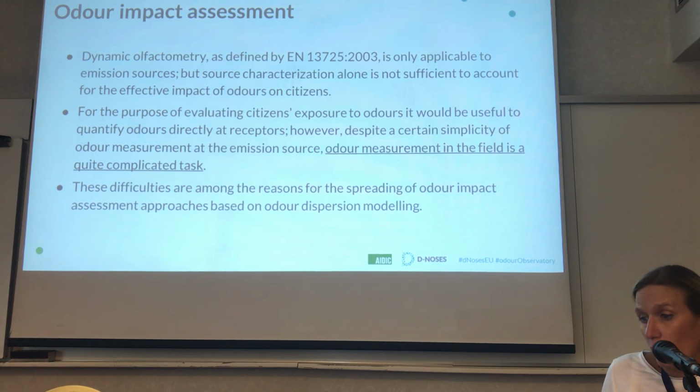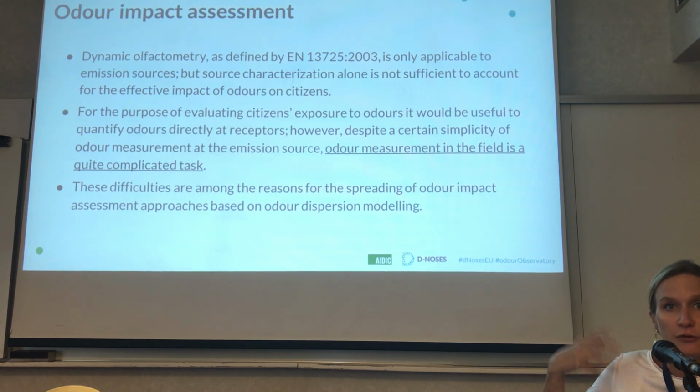What is the problem with dynamic olfactometry is that dynamic olfactometry quantifies odor concentration. The quantification of odor concentration is made at the emission sources, so you are able to quantify how concentrated an odor source is. For example, the output of a chimney, okay? But of course, this information is not sufficient to give information about the impact on the citizens. So how much are the citizens affected by this source?